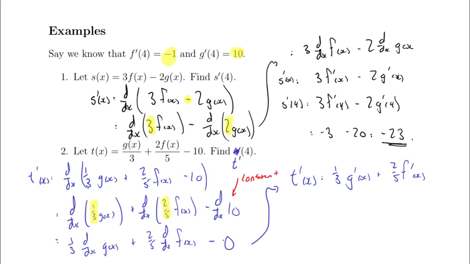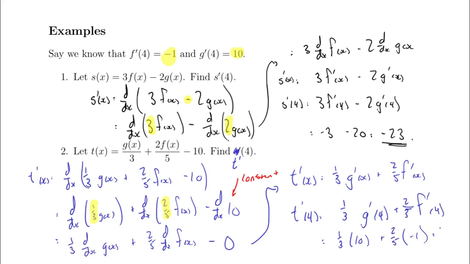It's 0. So now we've got 1/3 times g prime of x plus 2/5 times f prime of x, and that means that t prime of 4 is going to be 1/3 g prime of 4 plus 2/5 f prime of 4. And again, those are values that we know. This is 1/3 times 10 plus 2/5 times -1. So we have 10 over 3 minus 2/5.